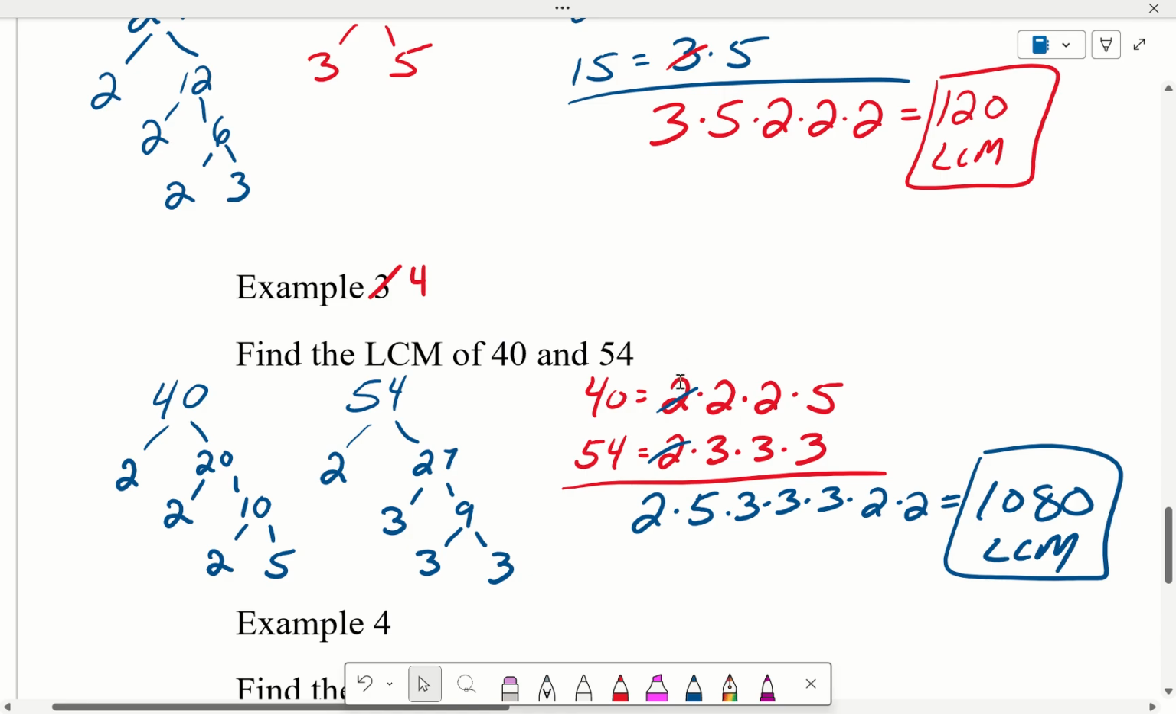We look for common factors. We got 2 and 2. Write that down once. We have no other common factors, so everything else gets written down. 5, 3, 3, 3, 2, 2.